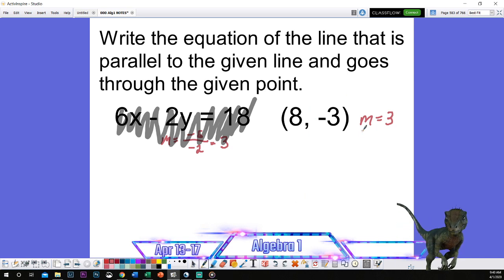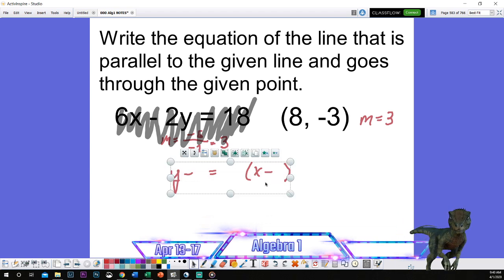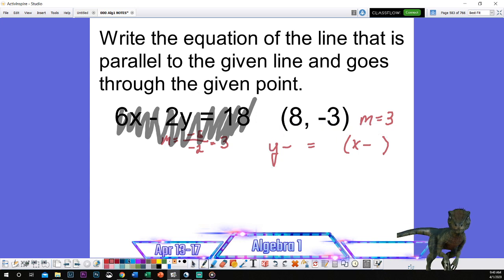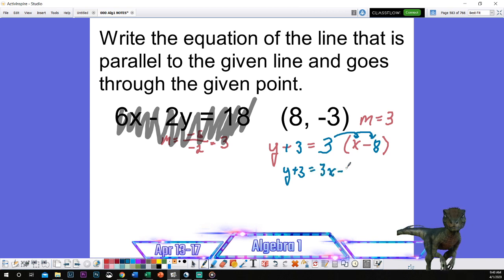I have a point, I have a slope, so of course I'll put it in point-slope form. Just like that. Let me move this over so that I've got enough room for you to see. Okay, just like before, m goes in the middle, x goes with x, y goes over here with the y. I'm going to distribute my 3 right here. Distribute that, I got 3x minus 24.